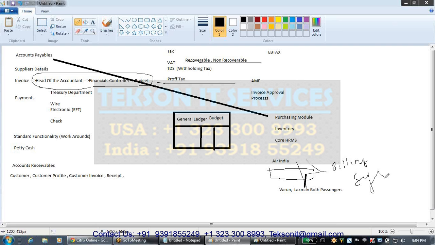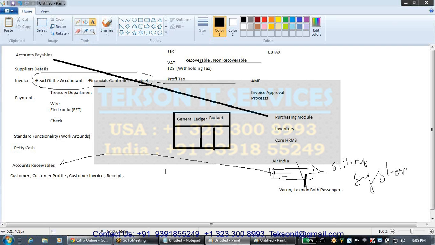So this billing system does not belong to Oracle Financials, because Oracle Financials or SAP, whatever the ERP is, they are a back office system. They are not a front office system. In the billing system, every day they are recording lots of invoices and receiving lots of money from the customer. This information they transfer to Oracle Accounts Receivable in the form of a batch.